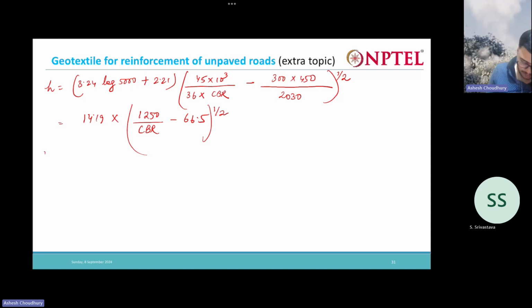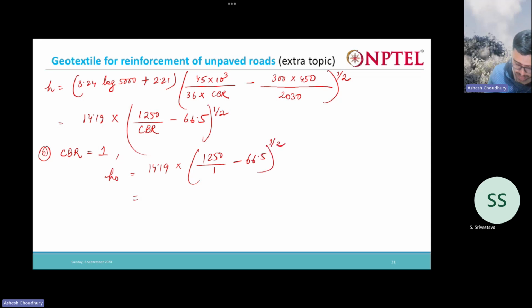Okay, put A. Your CBR is equal to 1. So it is given that for the same water content with the CBR 1 with no geotextile reinforcement, for CBR equal to 1, if you calculate you will get 488 mm. So this much thickness of aggregate you have to put if there is no reinforcement. Okay, now let us see what we have to put if reinforcement is there.